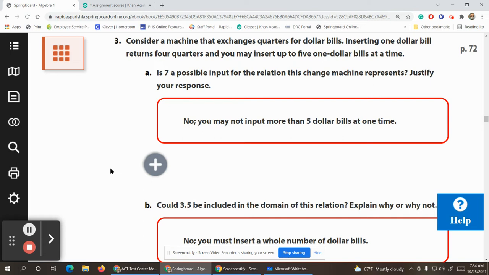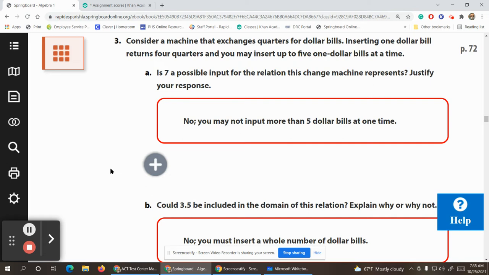Consider a machine that exchanges quarters for dollar bills. Inserting a $1 bill returns 4 quarters, and you may insert up to $5 bills at one time. Insert also means input, right? So you may input up to $5 bills, and your output would be 4 quarters for every dollar bill that you put in. Think about this before you start diving in and working on these, okay? Do I have to put in a dollar bill?